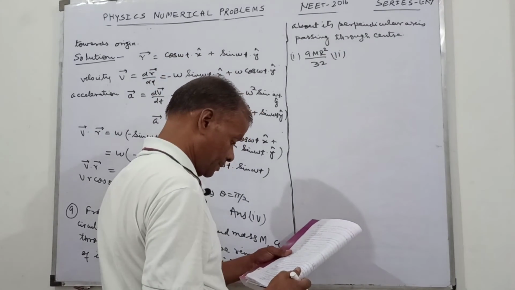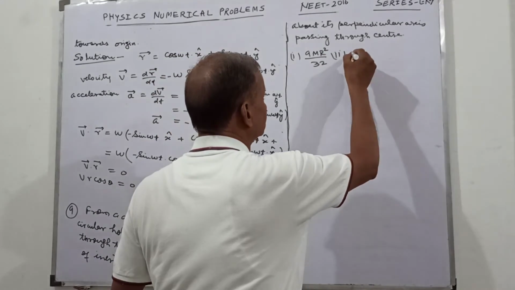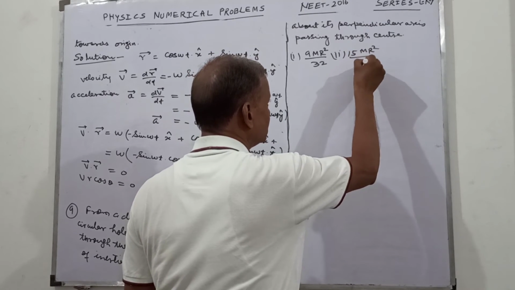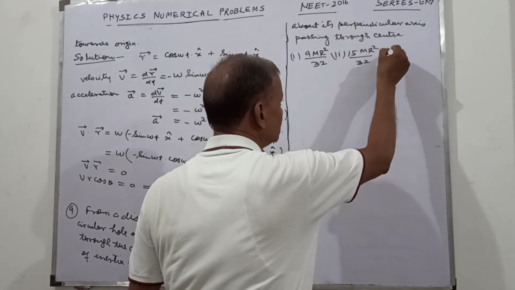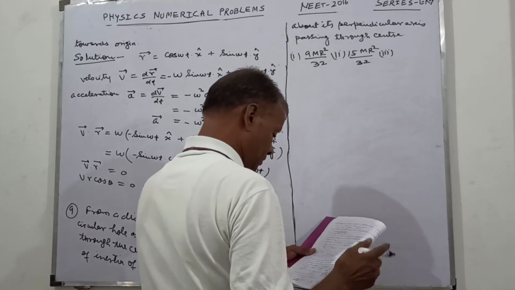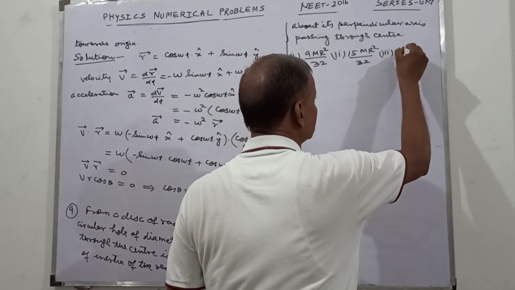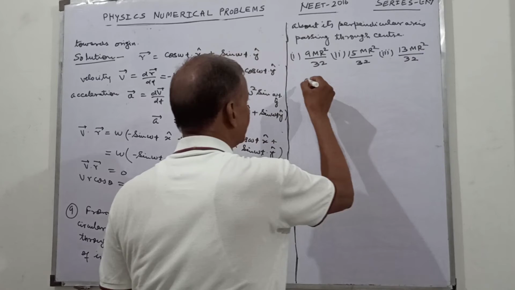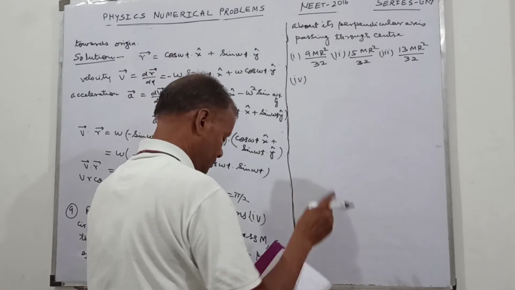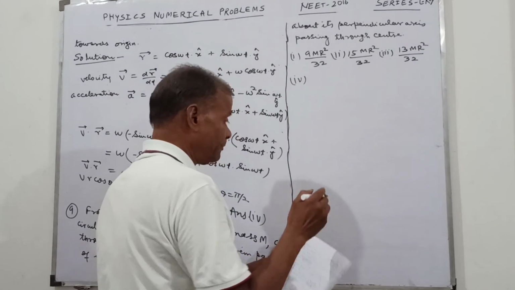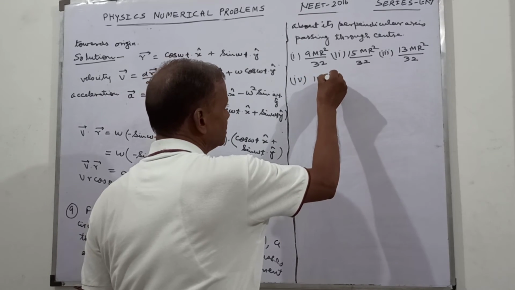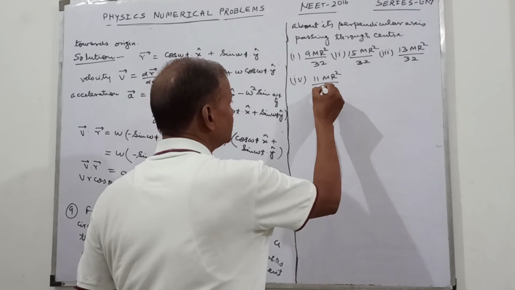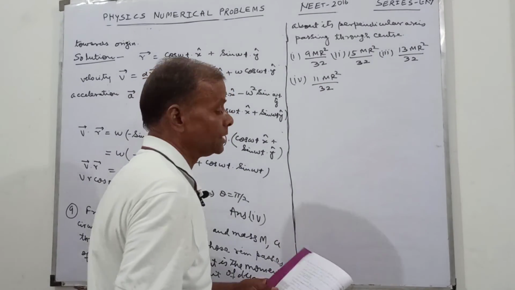Second is 15 mr square upon 32. And third is 13 mr square upon 32. And fourth is 11 mr square upon 32. These are the options.